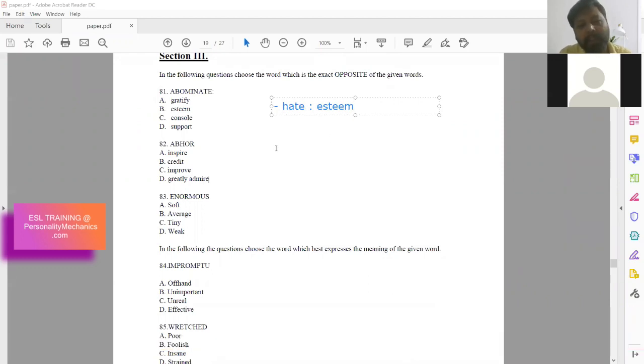Next is the word called abhor. What do you think is the meaning of this word, abhor? And what should be the answer to this one? What happens when you abhor someone? Cool. Yeah. So it's quite the opposite of it. You basically hate someone to the core. That is, you have a sense of hatred towards somebody or someone. That is the meaning of abhor.